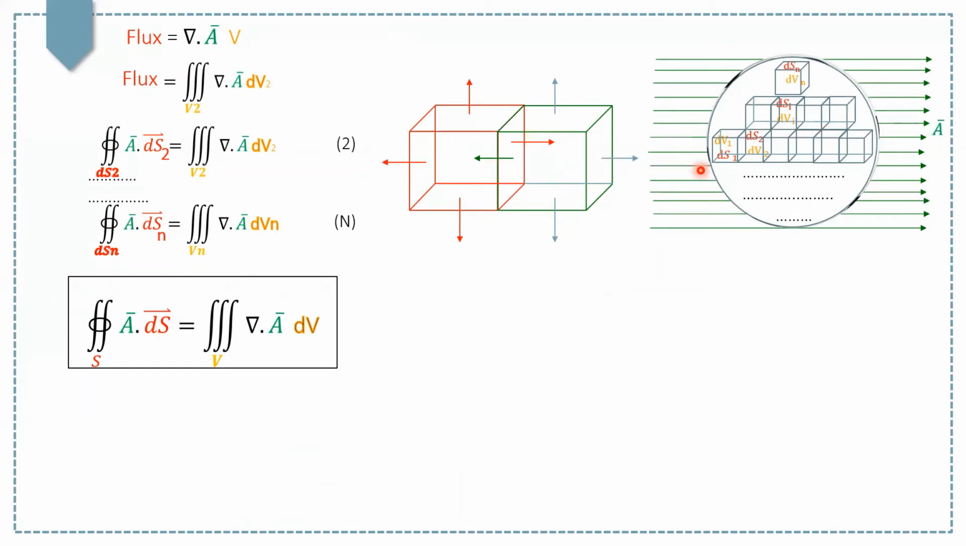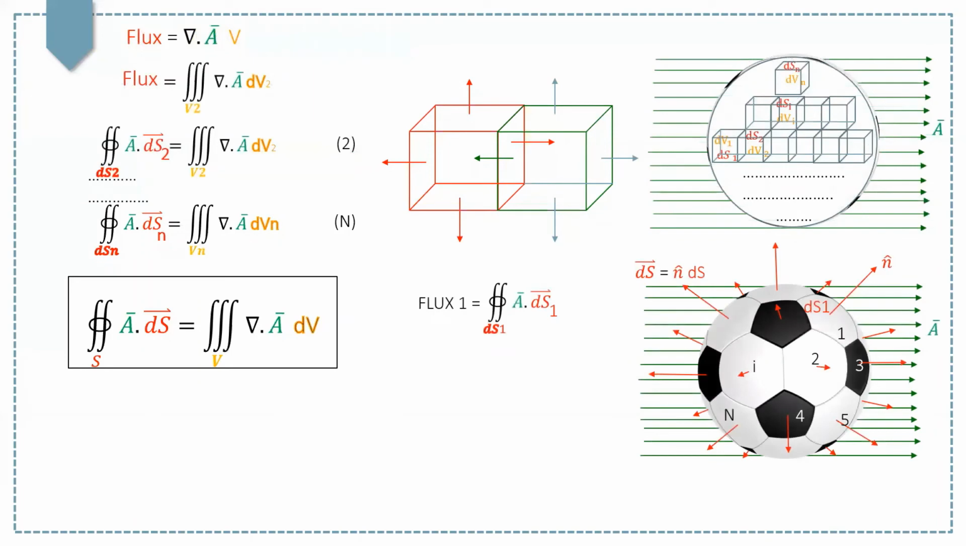The same thing happens at all common surfaces among all volume elements inside this object, and hence all internal surfaces inside the object do not contribute to the total flux, and only the surfaces on the outer side of the object contribute to the total flux. This can be understood more easily if we take the example of this football again, where each and every patch shows the outer surface of this object, and each patch has its own area.